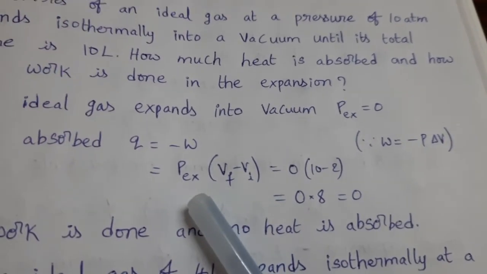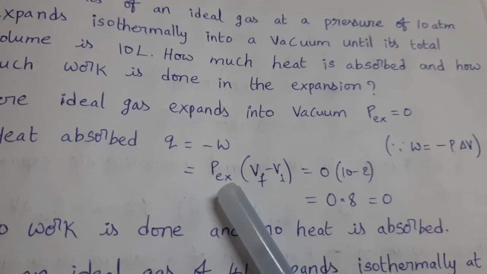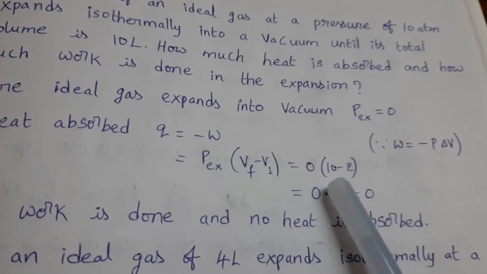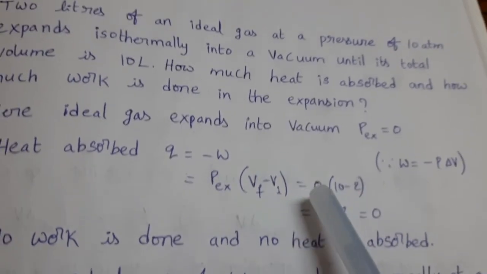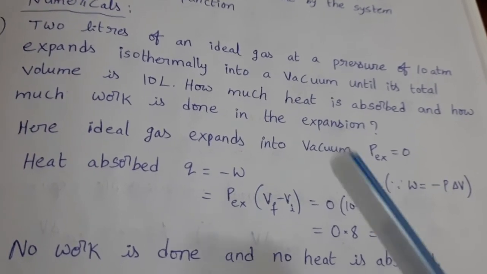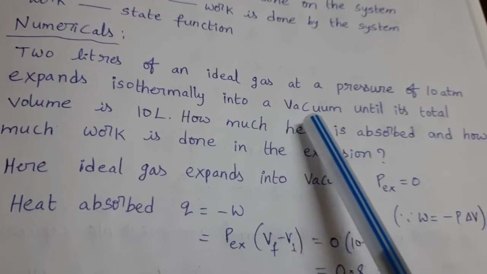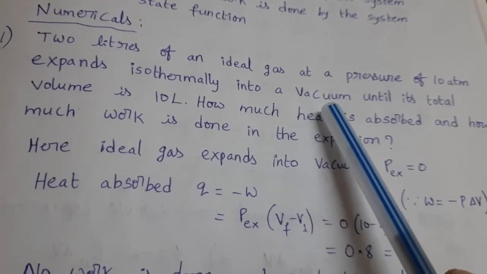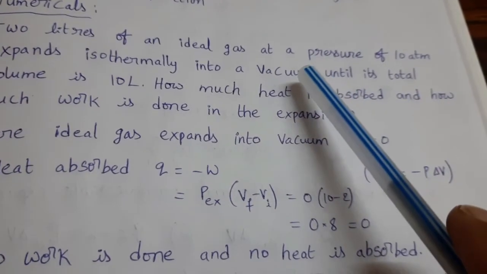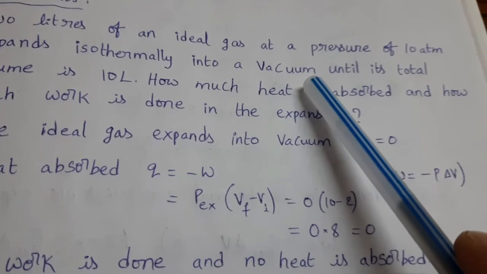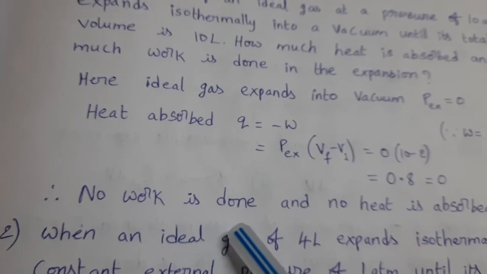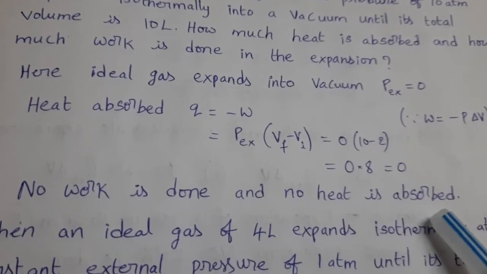So external pressure PEX into delta V, that means final volume minus initial volume. Final volume 10, initial volume 2, external pressure 0 because here the gas expands into vacuum. Vacuum means external pressure 0. Remember that important point: 10 is not the external pressure. So 0 into 8 equals 0. Therefore, no work is done and no heat energy is absorbed.